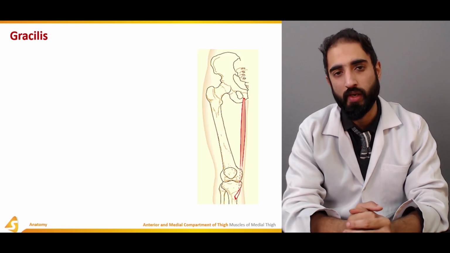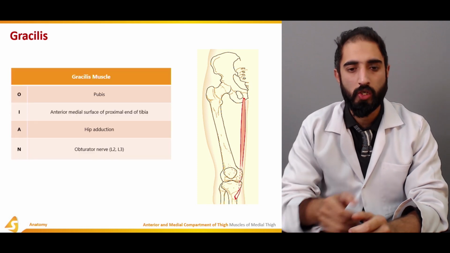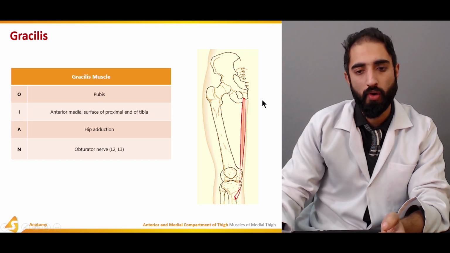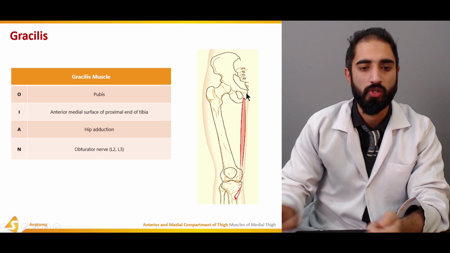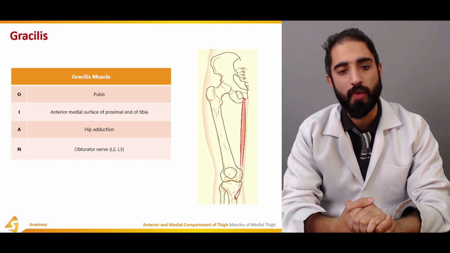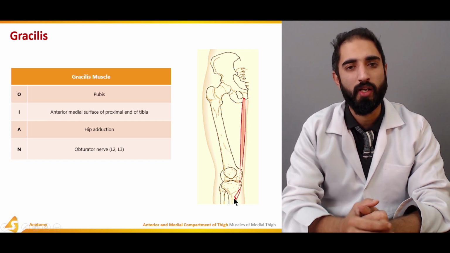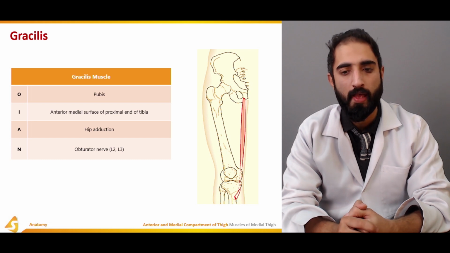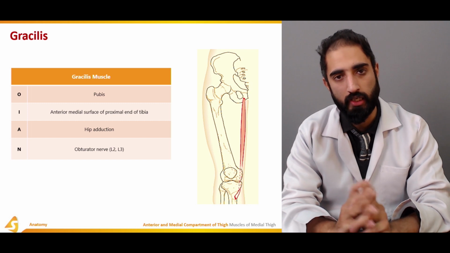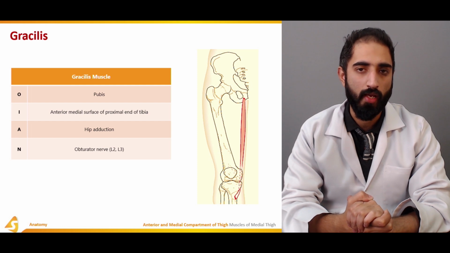Another muscle which is very thin but very long is the gracilis muscle, and it also arises from the pubis, but on a more medially oriented location, and then it moves straight downward and inserts into the anteromedial surface of the proximal end of the tibia, pretty much close to the sartorius. And its function is majorly in hip adduction, and the nerve supply is via the obturator nerve, via the nerve roots L2 and L3.